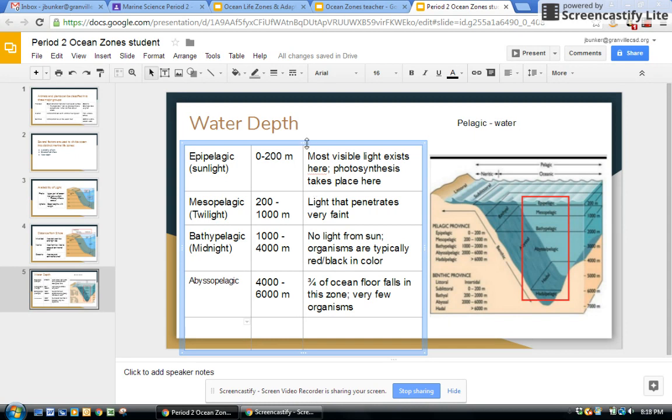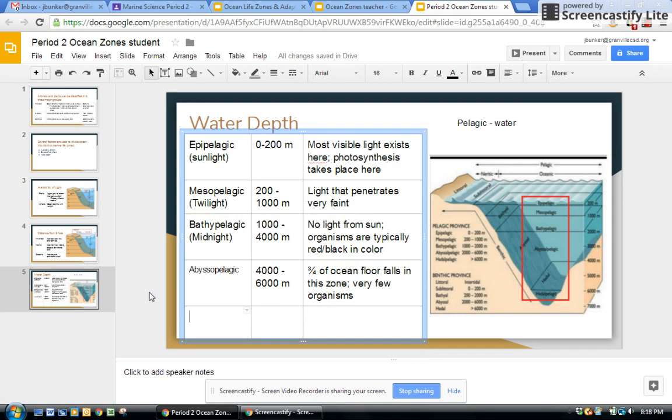And then the last one here is the hadopelagic. Now, you're not going to hadopelagic. This is anything below 6,000 meters. So you may not have this. This is basically where trenches are found in canyons. So only in those areas would we consider that to be the hadopelagic zone. The majority of the ocean floor, especially the flat parts, would be the abyssopelagic.